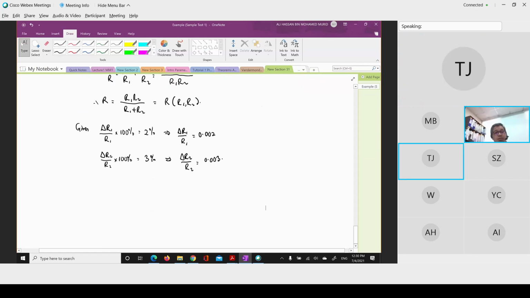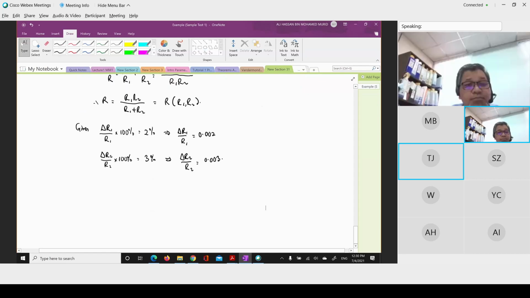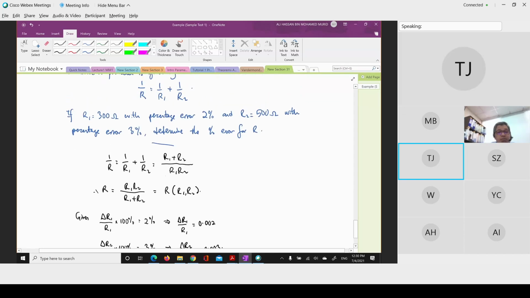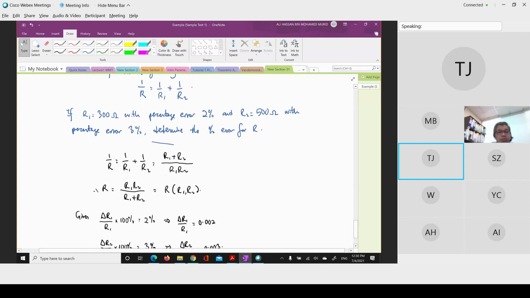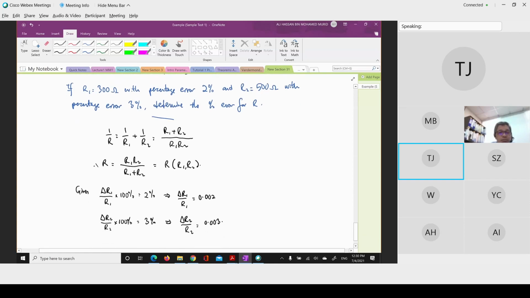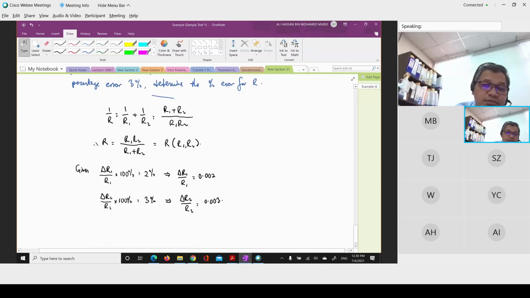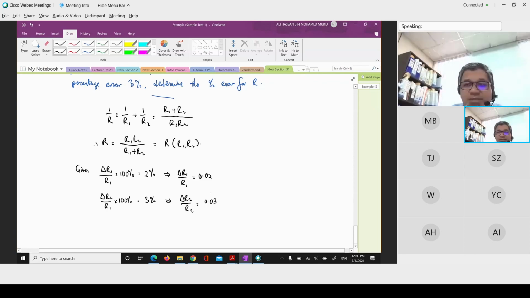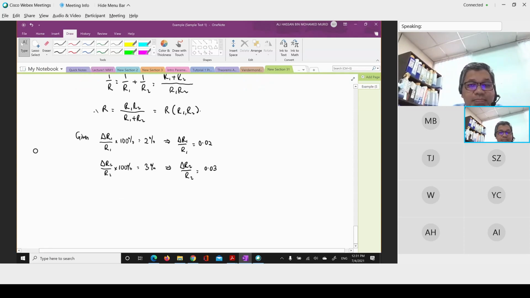Doctor, may I ask, is it delta R1 over R1 equal to 0.02 only or 0.002? Oh yeah, you're right, thank you. My eyes have gone blurry, looking at the screen for so long. Okay, thank you for the correction.